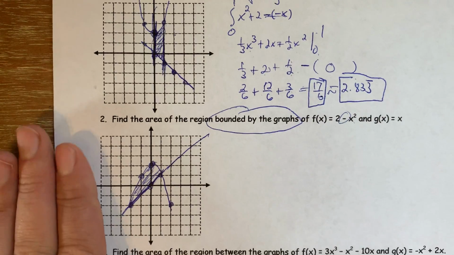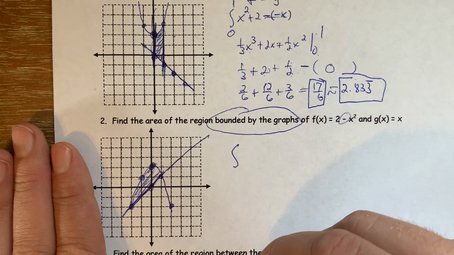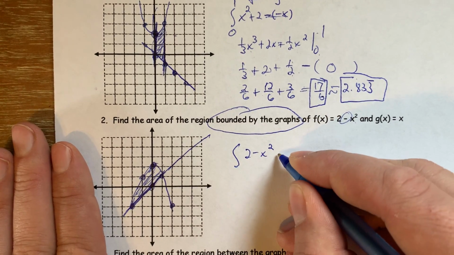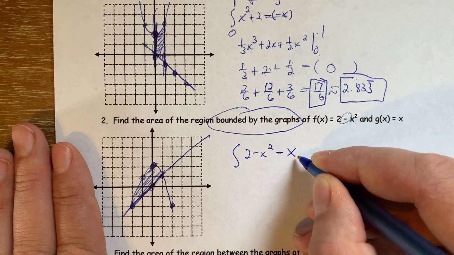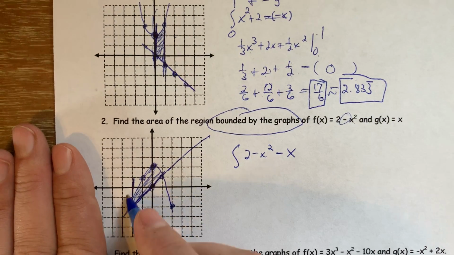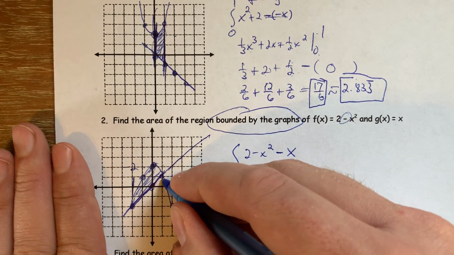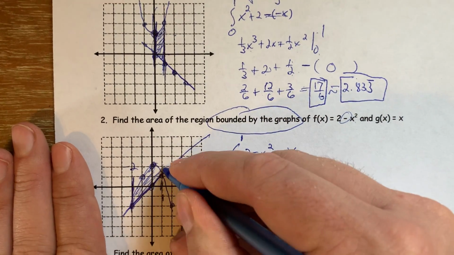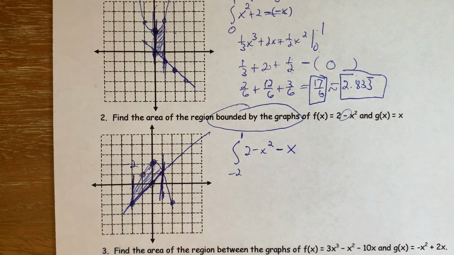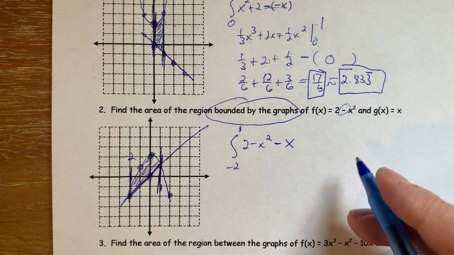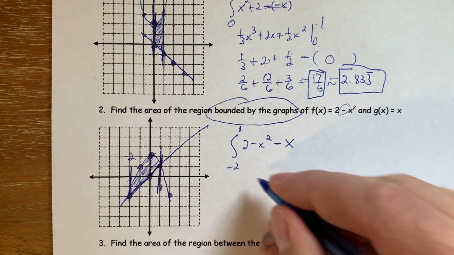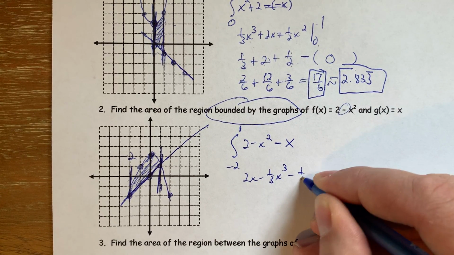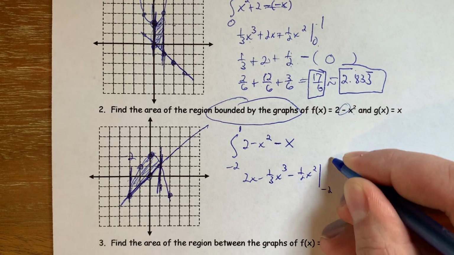So hopefully you realize it's the area of the top one minus the bottom one. So it's going to be 2 minus x squared minus x from x equals -2 to 1. So we go from where they intersect. So we do have to find where they intersect. So this is going to be, we do the antiderivative. This is 2x minus 1/3 x cubed minus 1/2 x squared from -2 to 1.